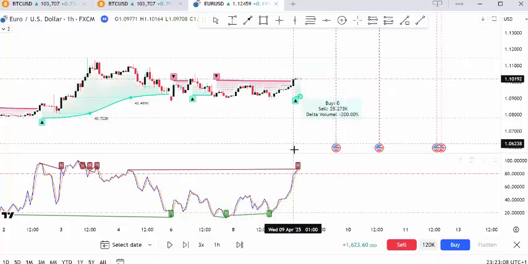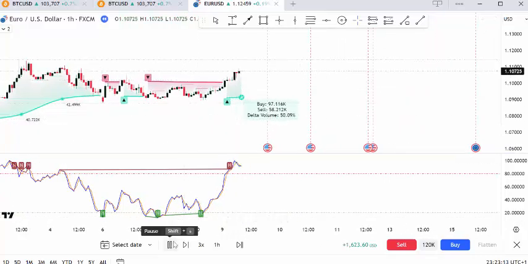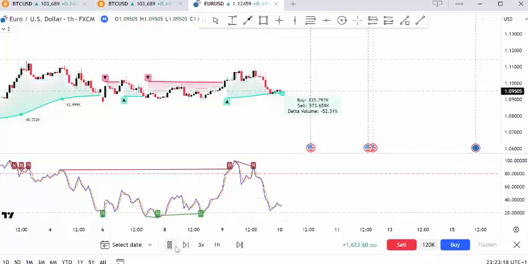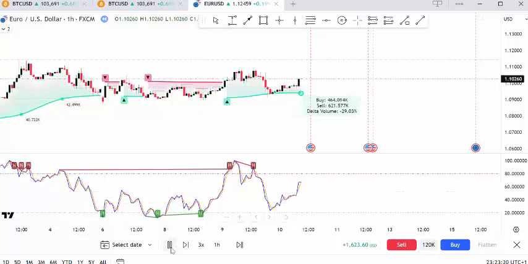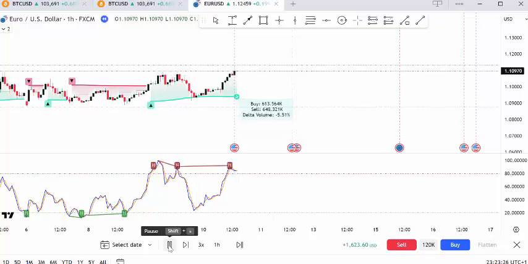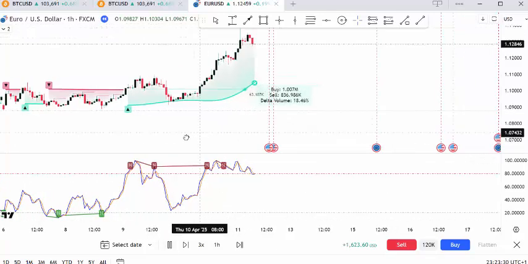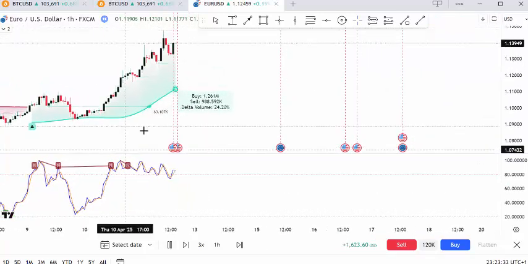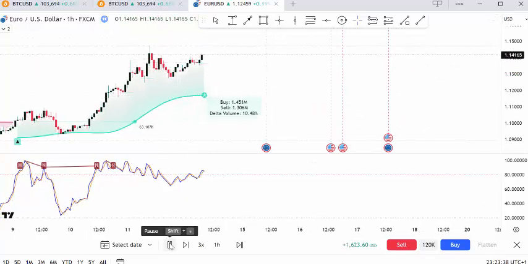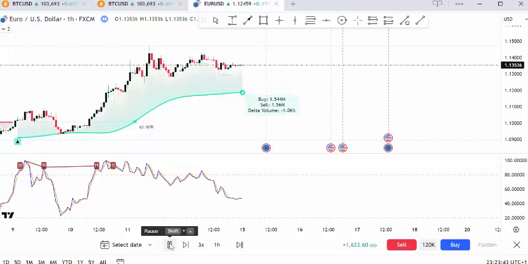Now we have a divergence right here, but we have a bullish trend. So we wait. Okay, bullish trend, no bullish divergence. All these bearish divergences were not taken because the market is bullish. The overall market trend is bullish. So wait patiently, right? Wait patiently.